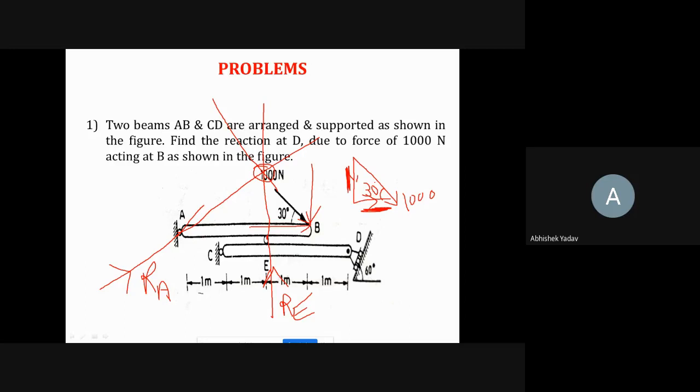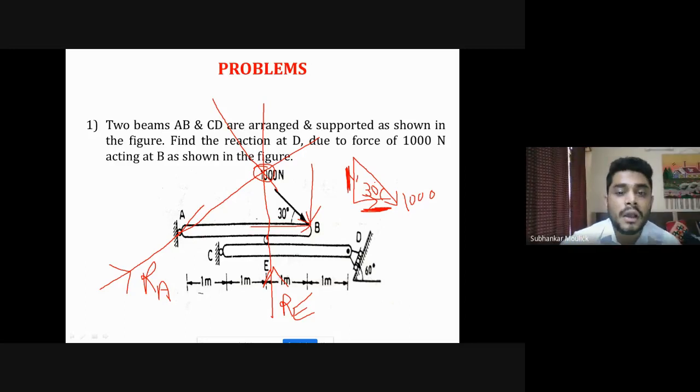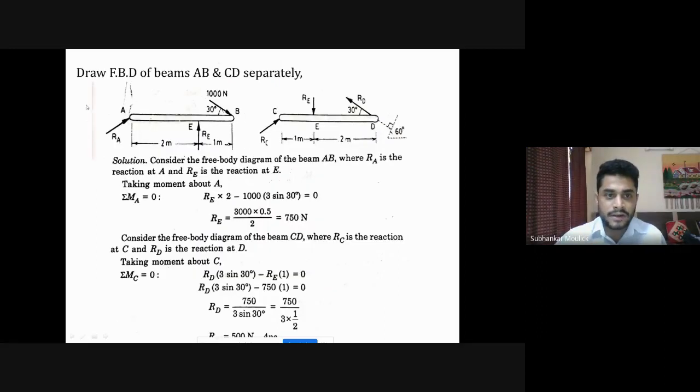Yes, sir. So it will not be horizontal, because this 1000 sin 30 and 1000 cos 30 are not given in the problem. We are drawing them, but actually the force is 1000 Newton, which is making an angle of 30 degrees with respect to the horizontal. So the direction of RA will be this. That means this left-hand side diagram. Is it clear? The FBD of B maybe? Any doubts?